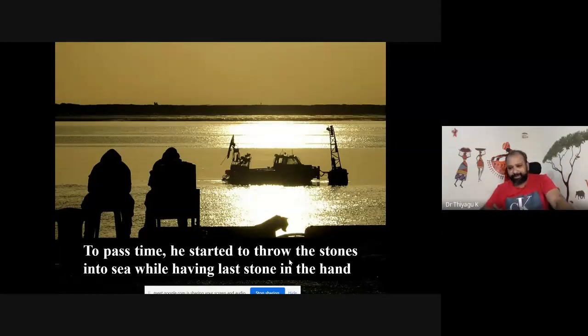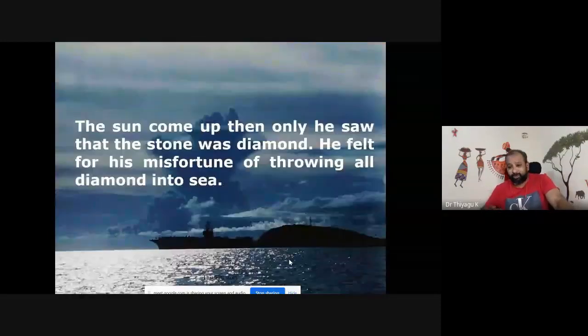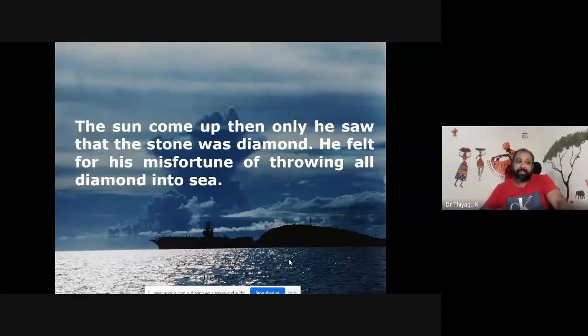In the last moment, he found that the last stone which he had in his hand was like a diamond. The sun came up, and only then he saw that the final stone was a diamond. So he had the pack of stones, but unknowingly he threw all the other stones except one. The stones which he threw in the sea were all diamonds. He felt his misfortune for throwing all the diamonds into the sea, right?